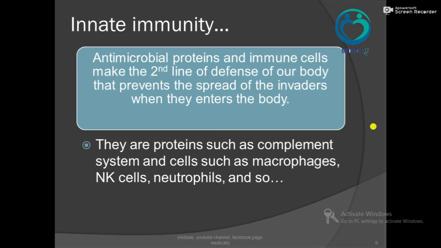The antimicrobial proteins and immune cells make up the second line of defense of our body, which prevents the spread of invaders when they enter the body. The first line of defense tries to prevent the entrance of microorganisms into the body. Once they enter, the second line of defense will prevent the spread of the invaders and trap them in one site. They are proteins such as the complement system and cells such as macrophages, natural killer cells, neutrophils, and so on.